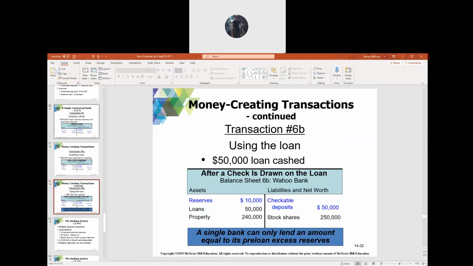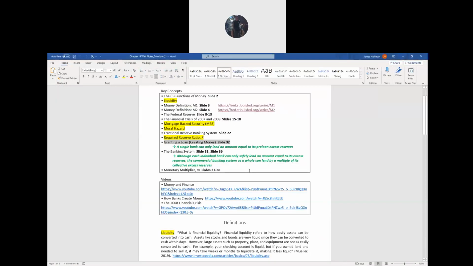Okay, so there's a whole balance sheet exercise here, which we're not going to do, but just note that a single bank can only lend an amount equal to its pre-loan excess reserves. Banks want to lend out all the money they can in excess of what they have to keep on reserve, and they'll do that. So they lend out as much as they can, and they keep the rest in reserve. One bank can create money, put money in checking accounts, up to the amount in excess of their reserves.